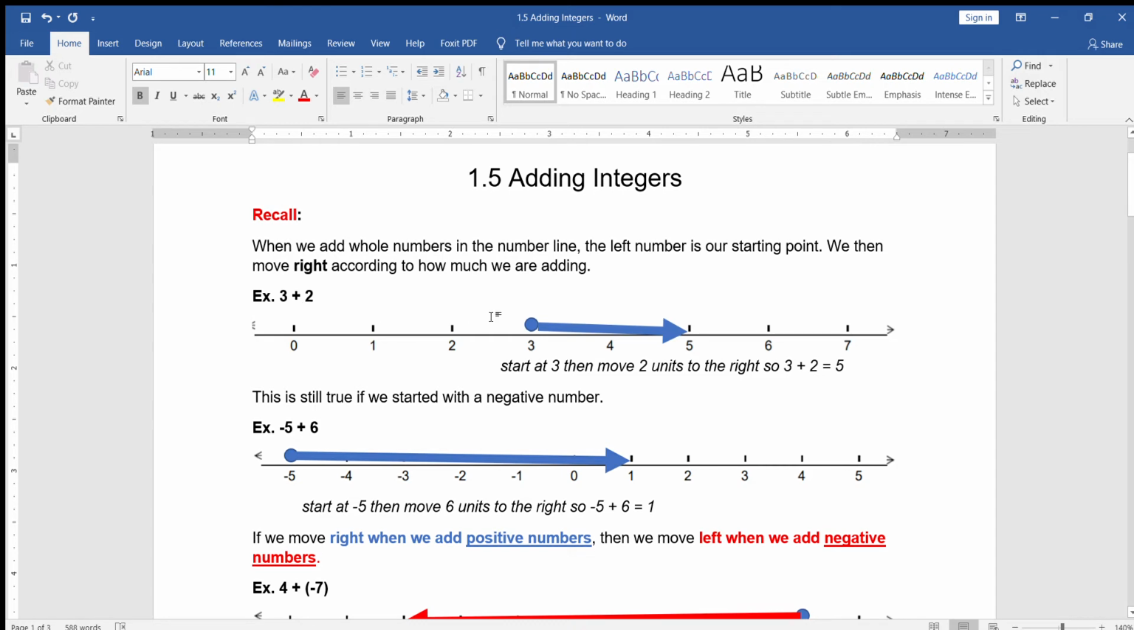This is still true if we started with a negative number. In this case, negative 5 plus 6. Negative 5 is our starting number, and we're going to move 6 times to the right because we're adding 6. So 1, 2, 3, 4, 5, 6. Our answer is 1.